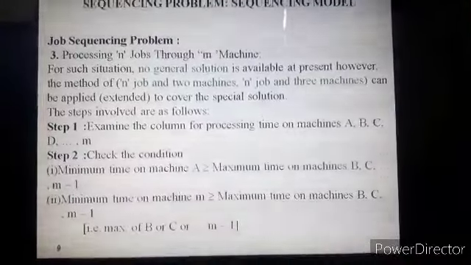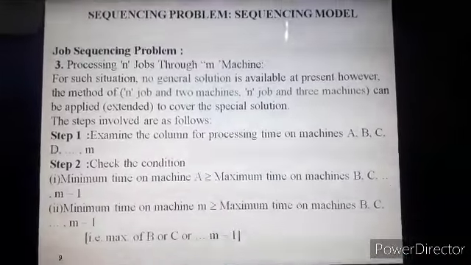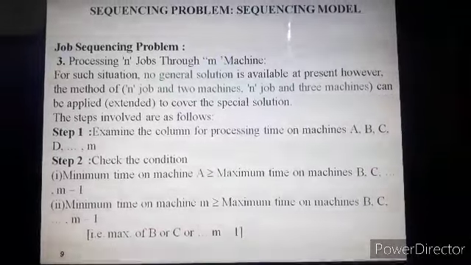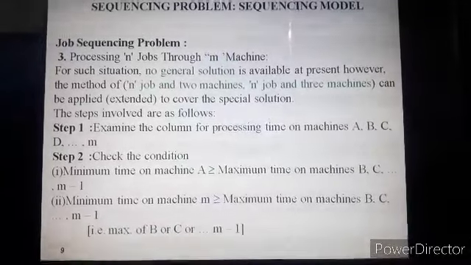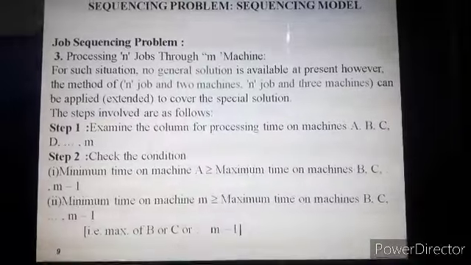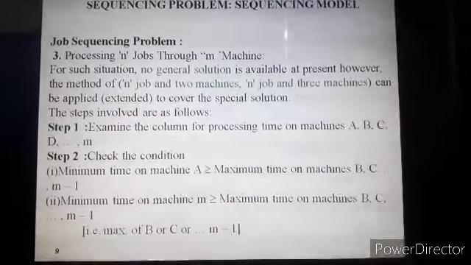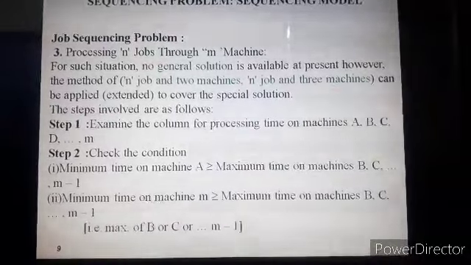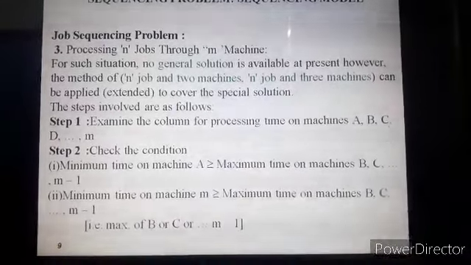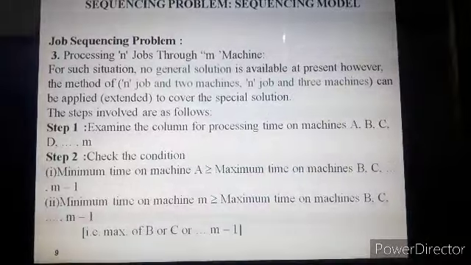So, in the previous lecture, we discussed processing of n jobs on 2 machines as well as processing of n jobs on 3 machines. Now, today we'll discuss processing of n jobs through m machines. First of all, let us see the various steps for processing of n jobs through m machines.